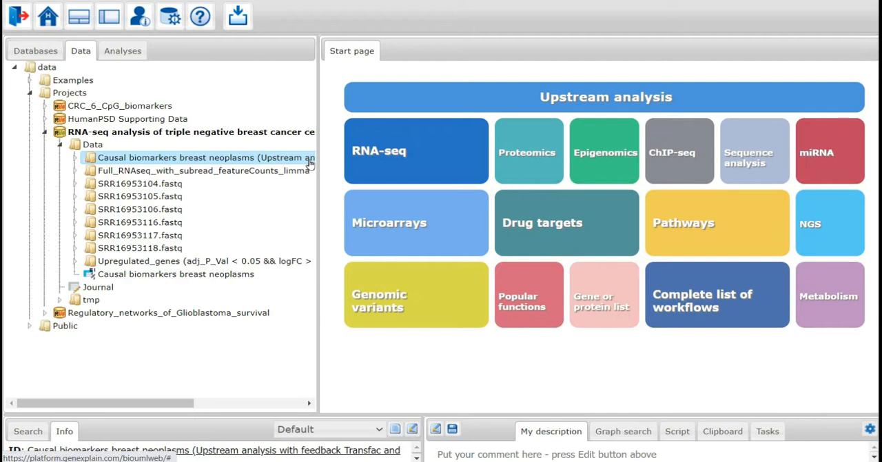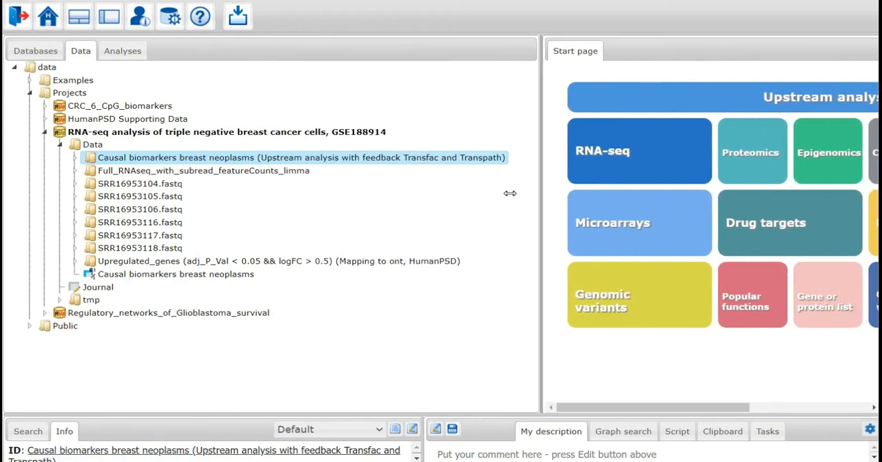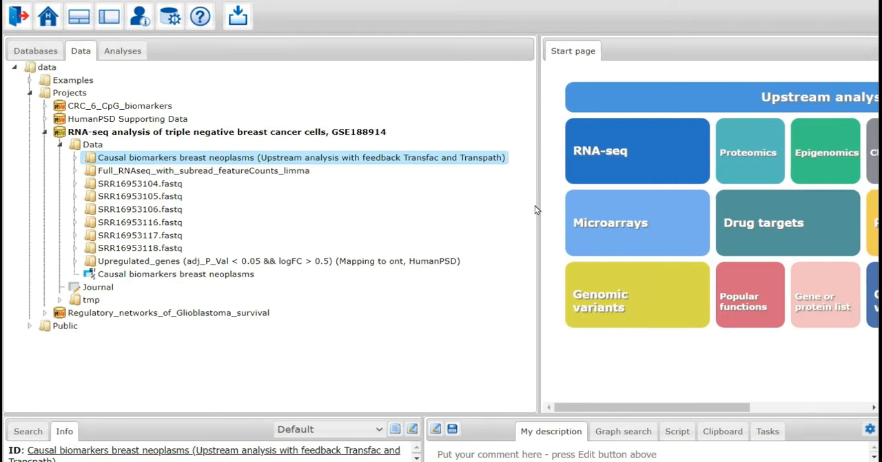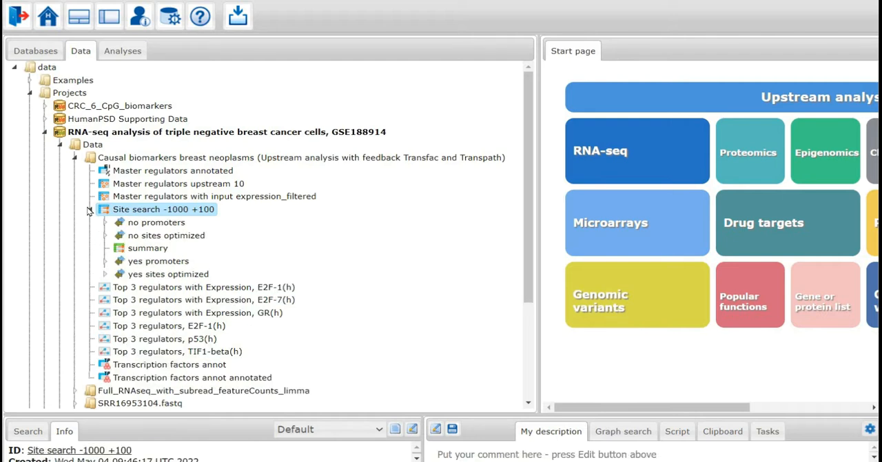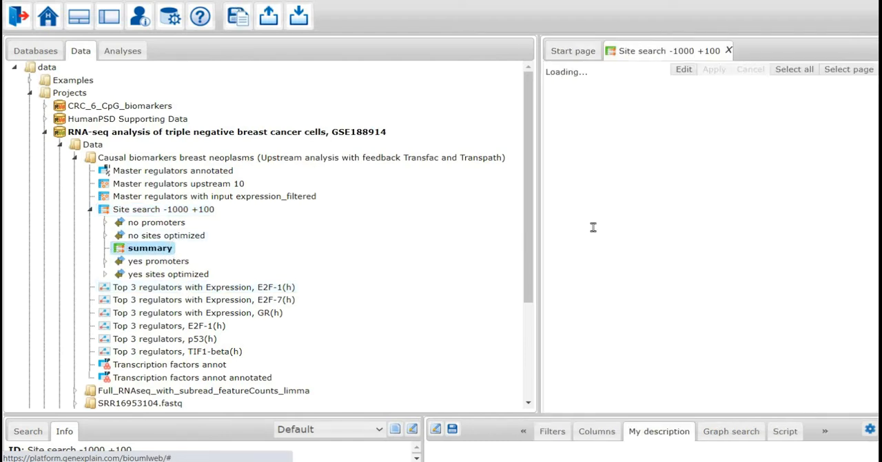Hello everyone. In part 4 of RNA-seq analysis, we applied the upstream analysis workflow to predict master regulatory molecules that play a role in triple-negative breast cancer cells. In part 4 of this video, the results of the master regulator search were shown, and today I'll focus on the results of promoter analysis. The output includes a folder with a summary table, yes and no promoters, and yes and no optimized track files. To begin with, I open the summary table in the workspace.